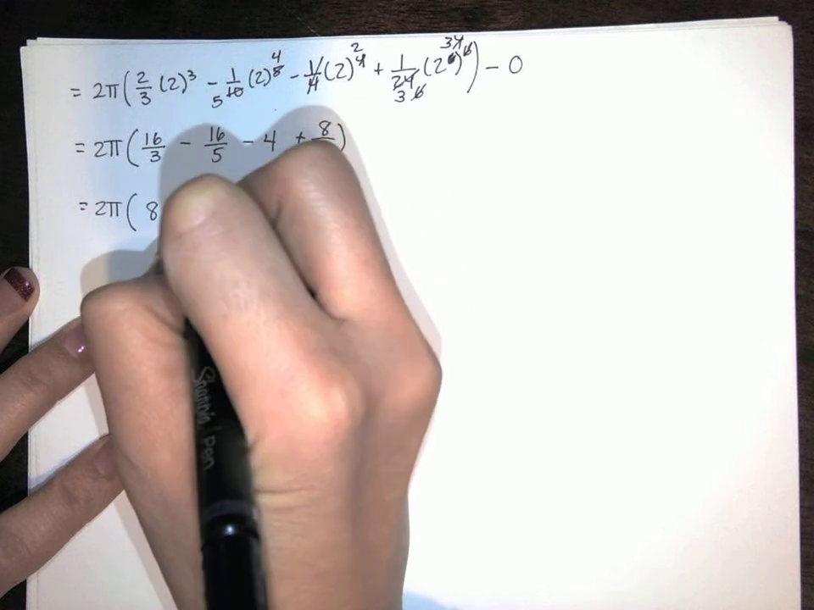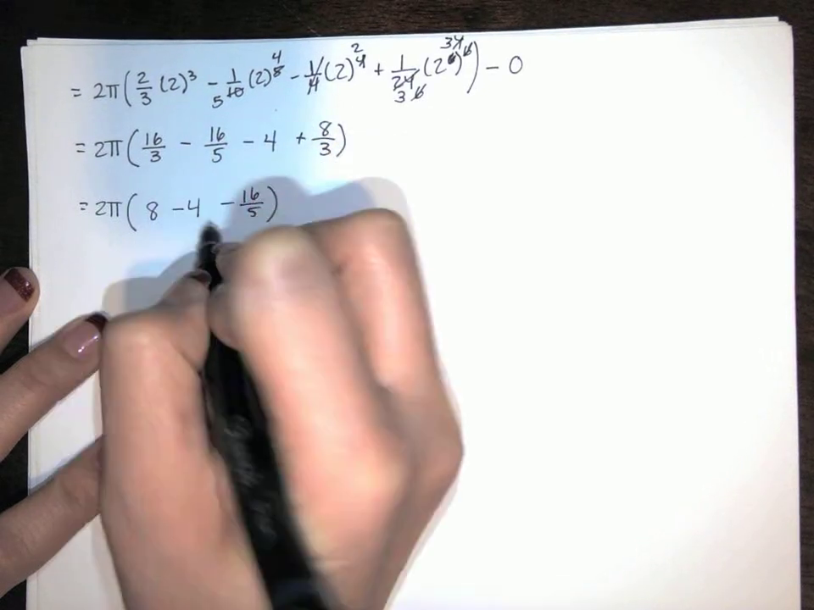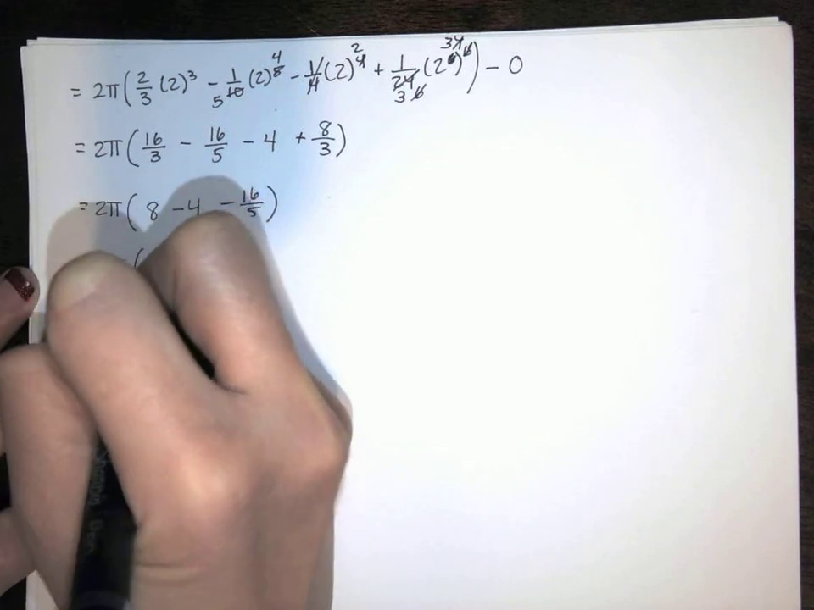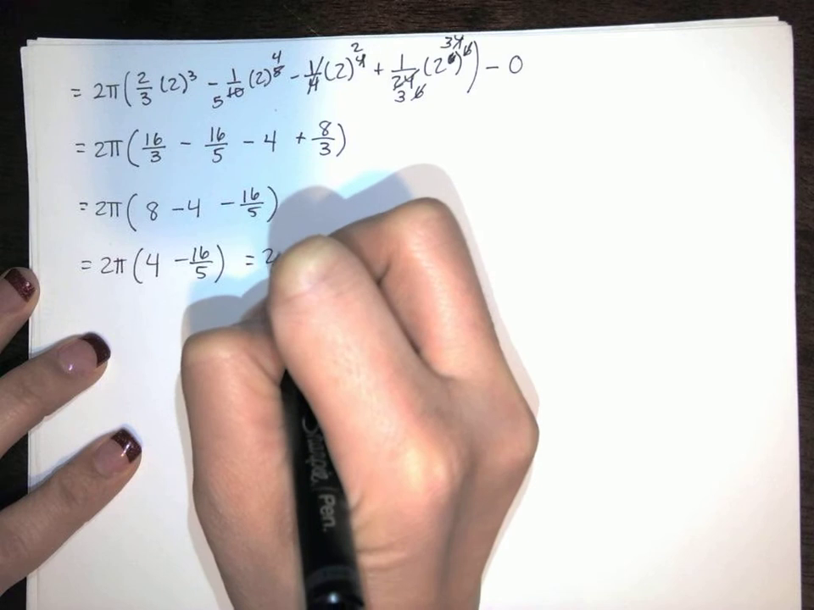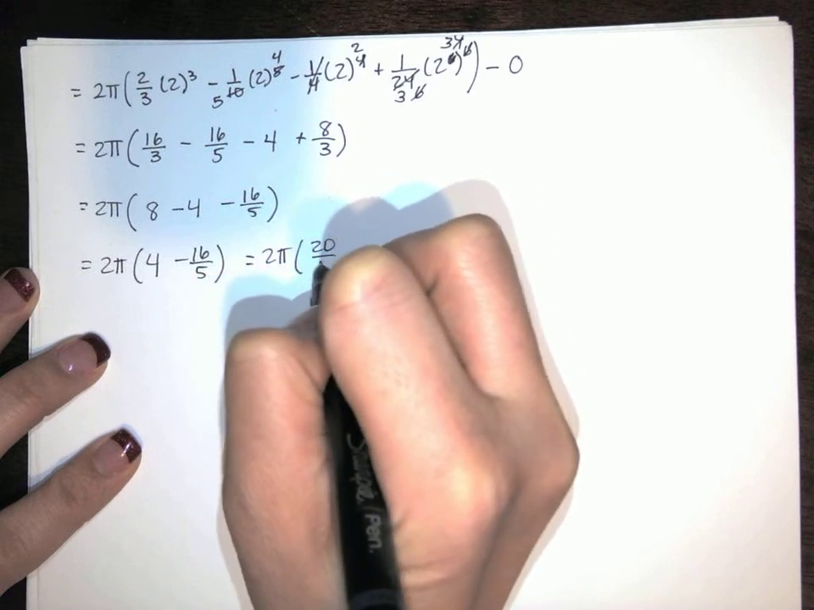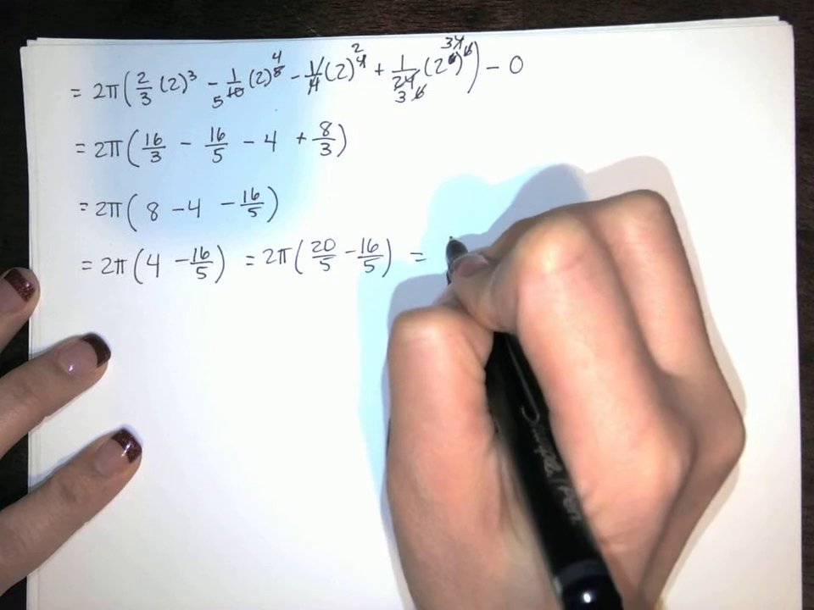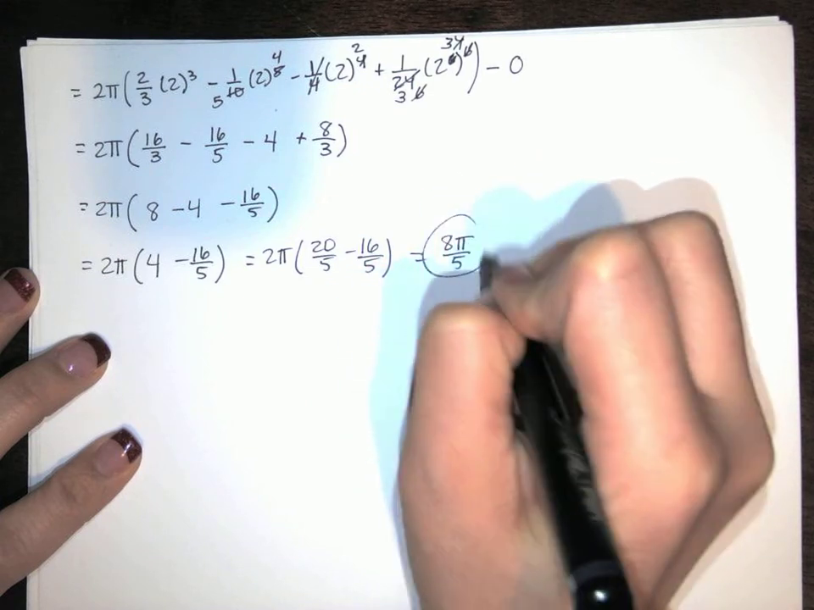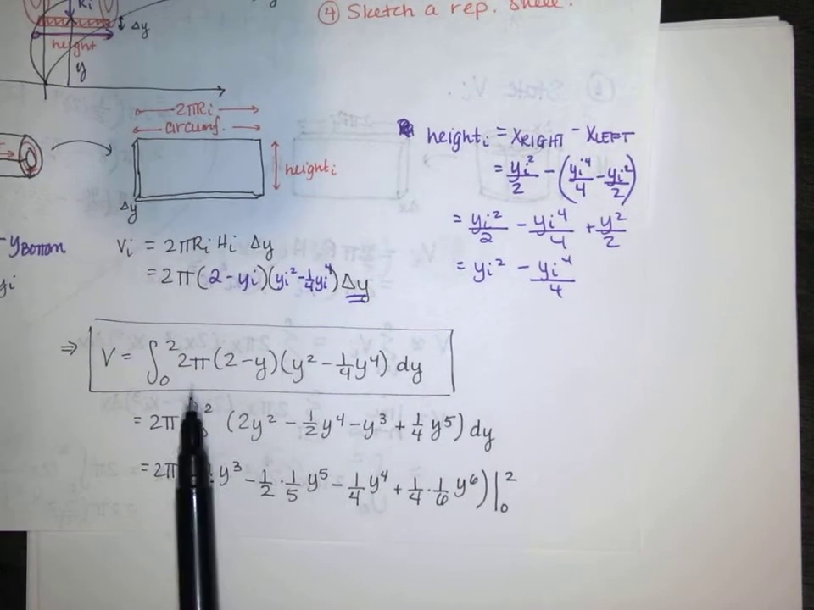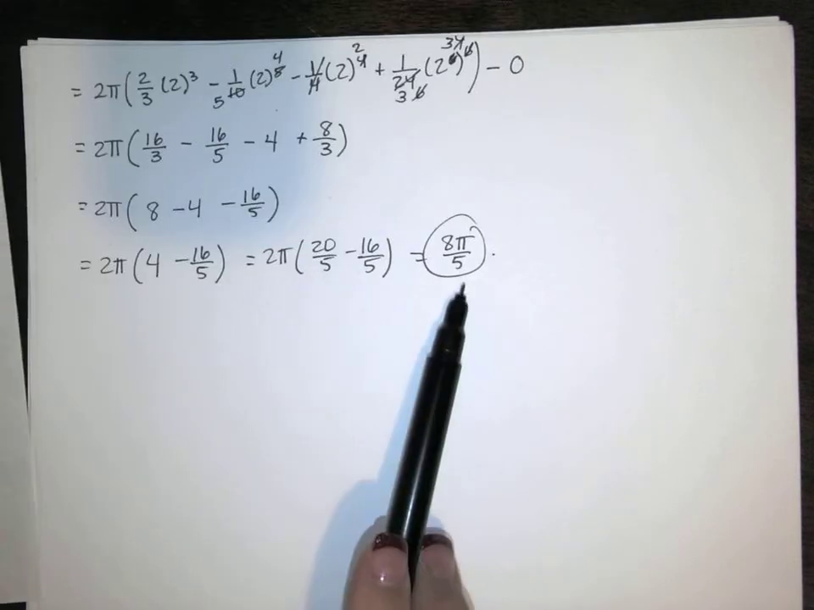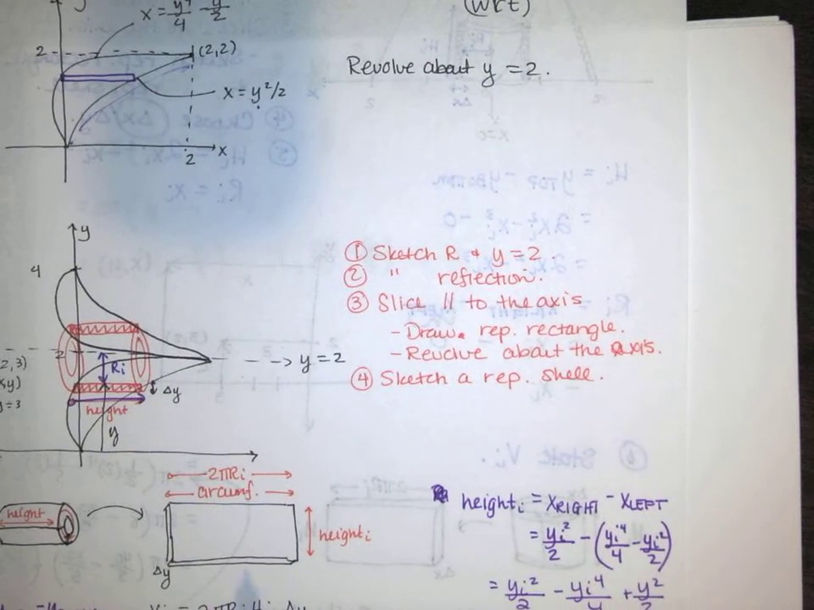And I've got 8 minus 4 minus 16 over 5. So that's 4 minus 16 over 5. 4 is the same as 20 over 5. Subtracting 16 over 5, that's 4 over 5. Times 2 pi is 8 pi over 5. Woo, all that. Yay, arithmetic. For this, that many units cubed is the volume of this solid of revolution.